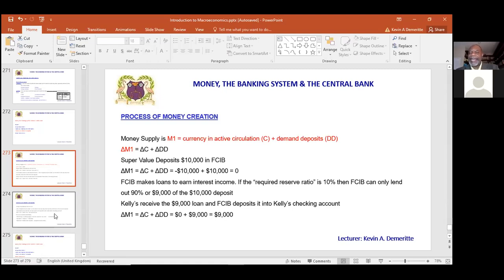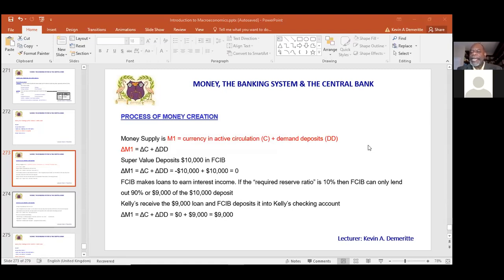FCIB, as a bank, is in a position to use that money, that 10,000, and make loans, right? And charge interest on that loan. That's how FCIB and any bank make their money. They charge interest on loans. Well, a lot of other fees as well, but we can ignore those for the moment. So FCIB makes loans to earn interest.